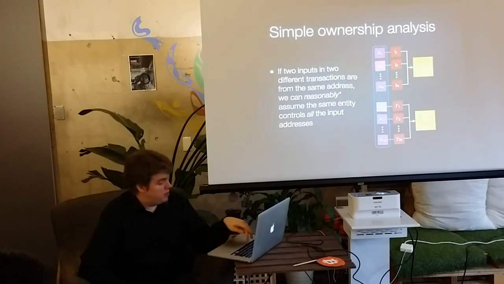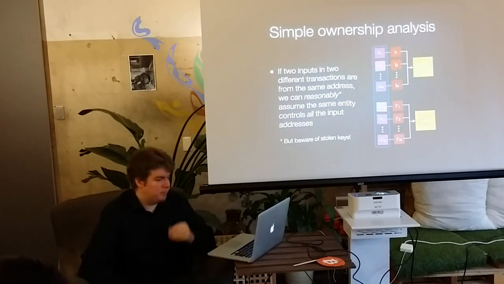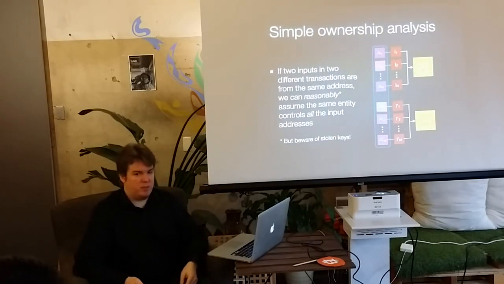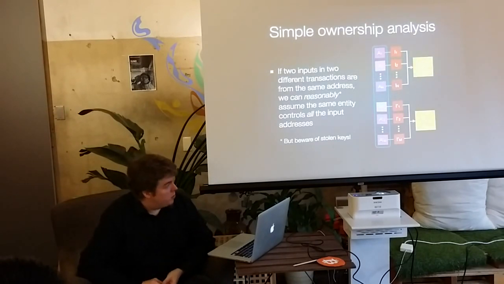The one caveat for this is that, well, if someone has stolen a key, then this messes up the analysis quite badly. Because they've stolen one key, but they don't necessarily have all of them. And then they can go start spending it somewhere else. That doesn't imply that the same person owns all the wallets, but it's kind of a good starting point.